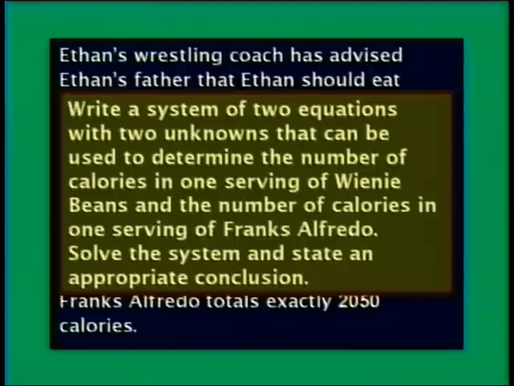Let's write a system of two equations with two unknowns that can be used to determine the number of calories in one serving of weenie beans and the number of calories in one serving of Frank's Alfredo. Then solve the system and state an appropriate conclusion. The directions here are pretty specific, because there's probably more than one way you could come up with the final answer to this question, but this question's all about modeling with a system of two equations and two unknowns, so we need to employ that strategy.